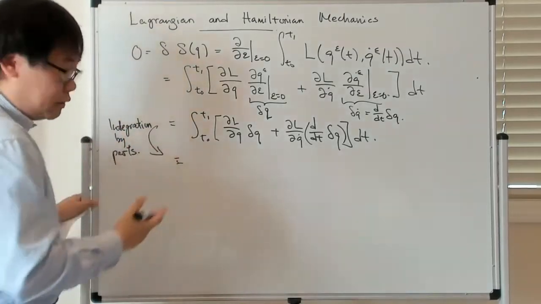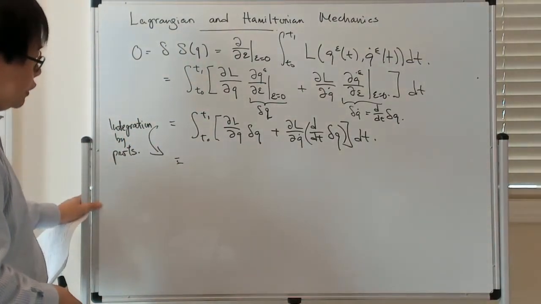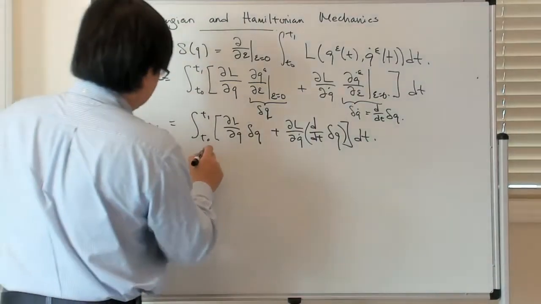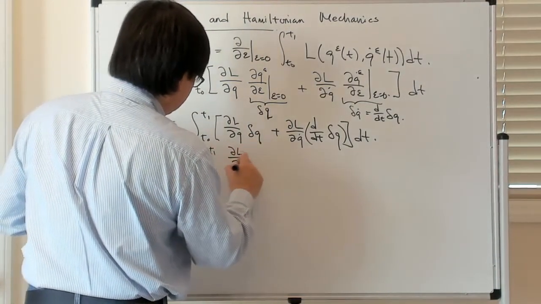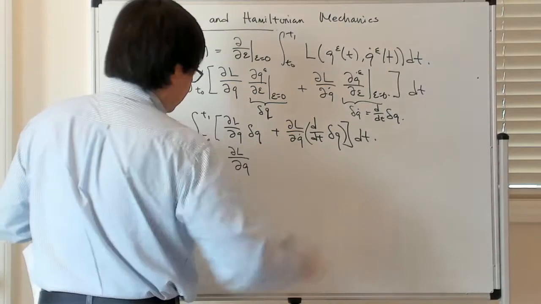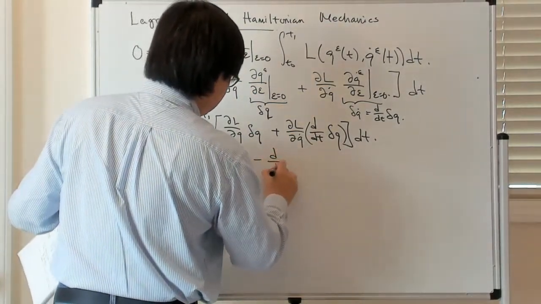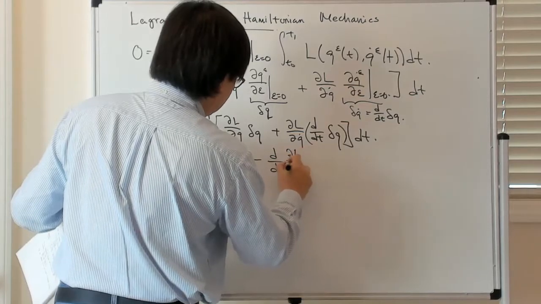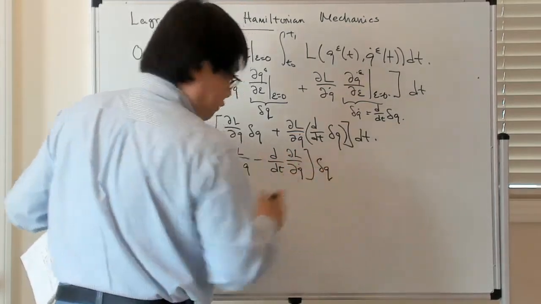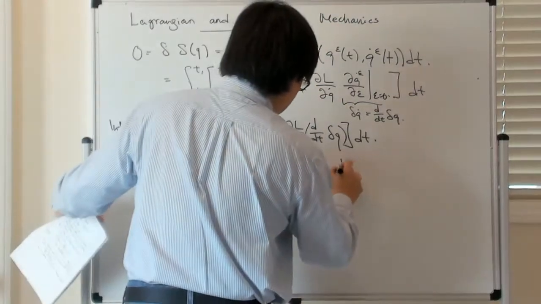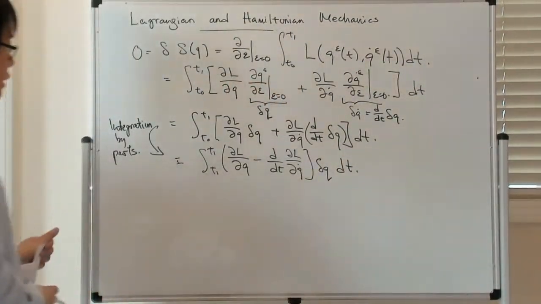And again, the boundary term vanishes because the variation of q vanishes. So you get the integral from t0 to t1 of dL/dq, and I'm going to take the delta q out now. Minus d/dt of dL/dq dot. And now this is paired with the variation in q, and then there's an integral dt.